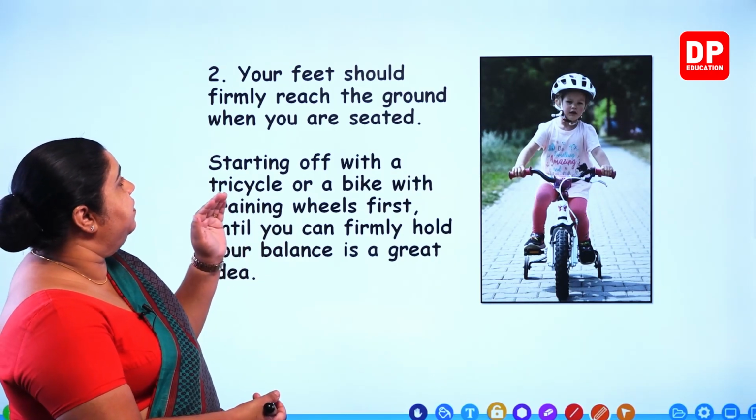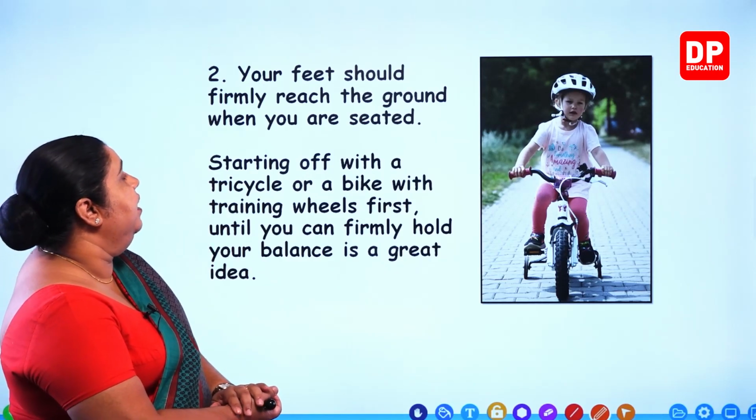Your feet should firmly reach the ground when you are seated.